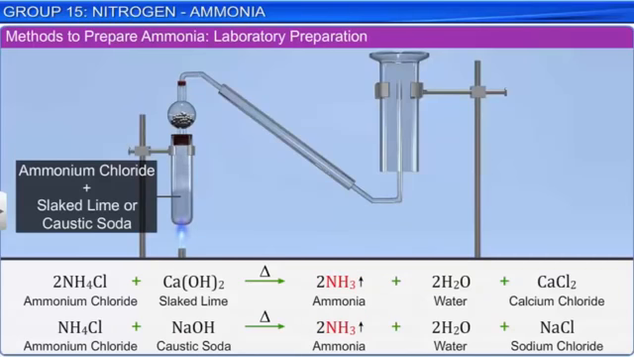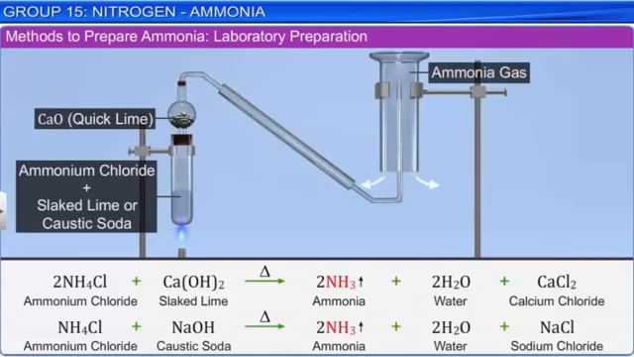The gas evolved is dried over quicklime. The dry ammonia gas is then collected by downward displacement of air.